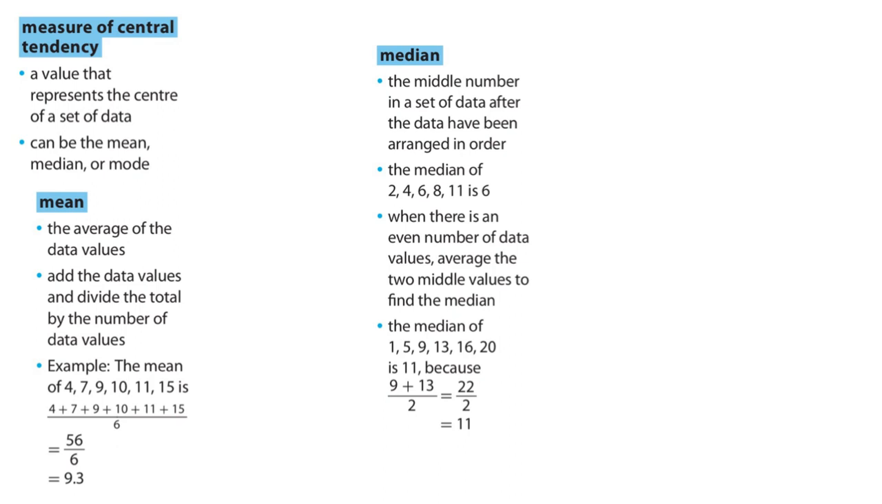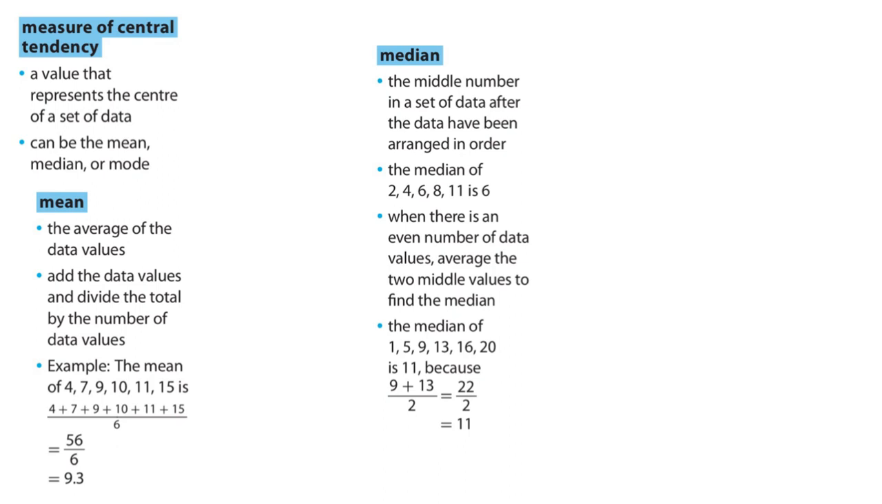The median of a data set is the middle number. In order to find the middle number, we have to arrange the numbers from smallest to greatest, and we just find the one that falls in the middle. For example, if I have 2, 4, 6, 8, and 11, the middle number is 6.